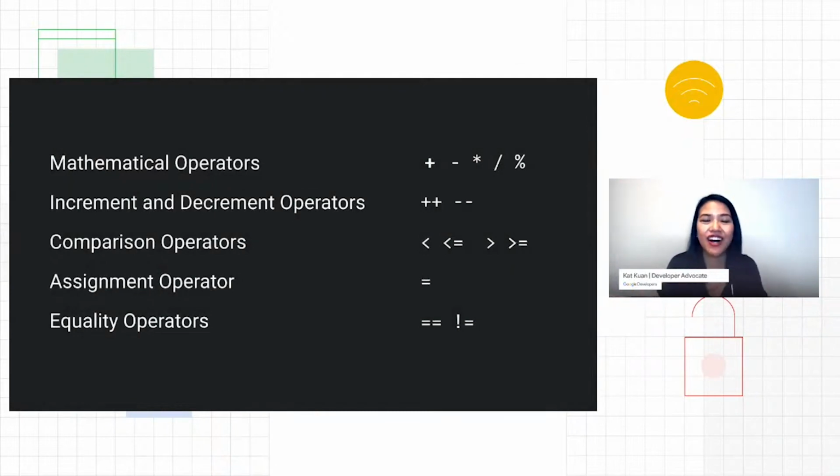All right, and these are some of the operators that are in Kotlin, the familiar ones if you have already done other programming languages, the mathematical operators, assignment, comparison, things like that.